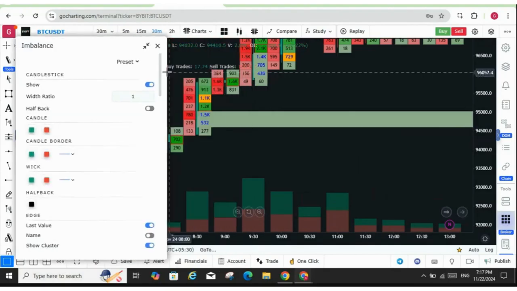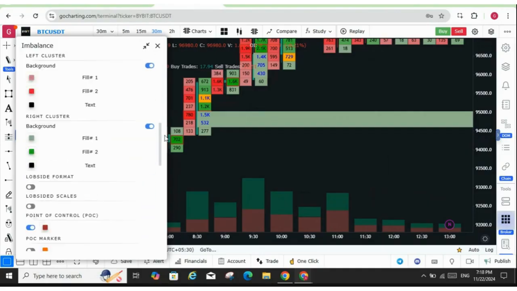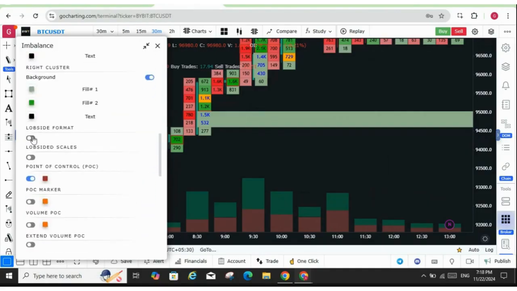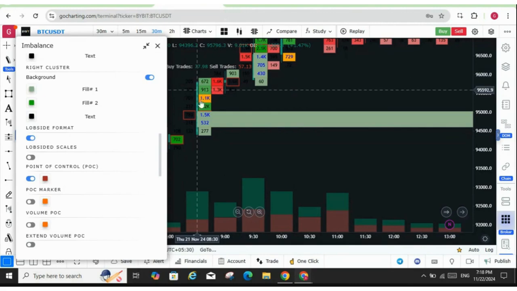So let me just switch on this lopsided. Okay, see, so this candle has more buyers. You can see 1.1k, 1.2k, 1.5k, but sellers are very few. So what will happen? It will give more weightage to the buy side.